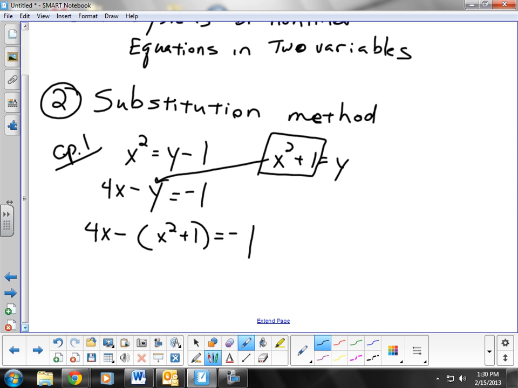Okay? So I just took everything in this second equation and wrote it down, but where the y was, I replaced it with the expression from the first equation. Everybody see that? Now, when I subtract this off, I've got to actually distribute this negative sign through that parentheses, right? So this becomes 4x minus x squared minus 1 equals negative 1.